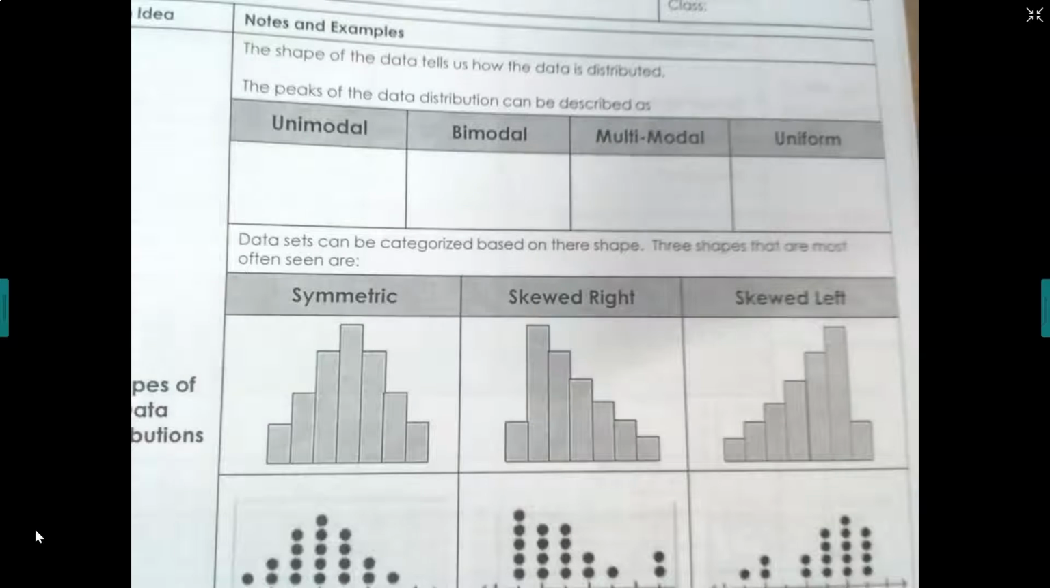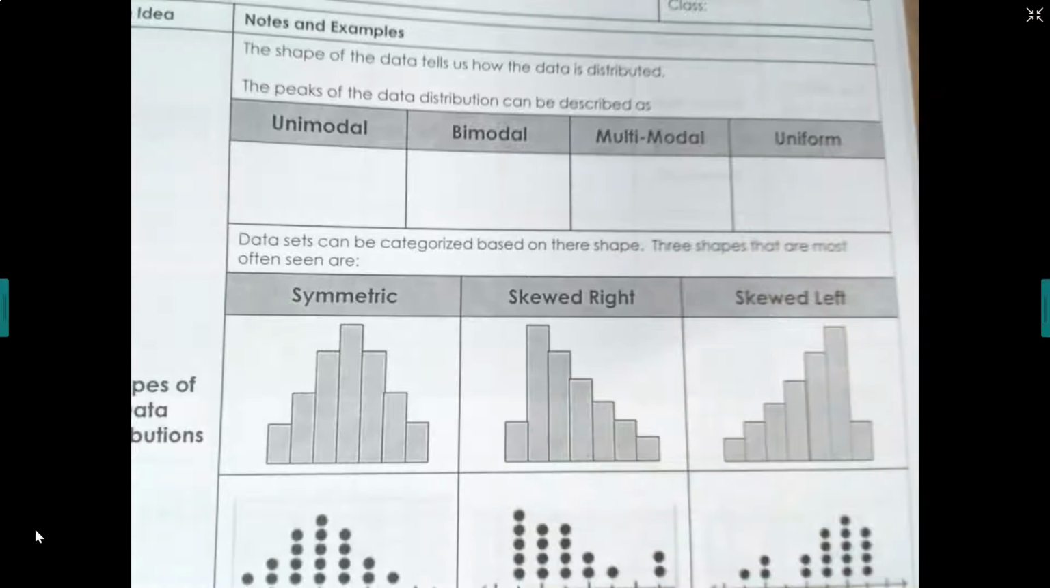By the end of this video, you should be able to describe data by its shape and by how many peaks it has. You should be able to decide what measures of center and variability to use based off the shape of the data. And you should be able to describe the shape of a data set.